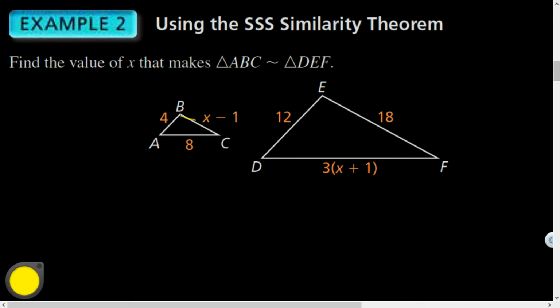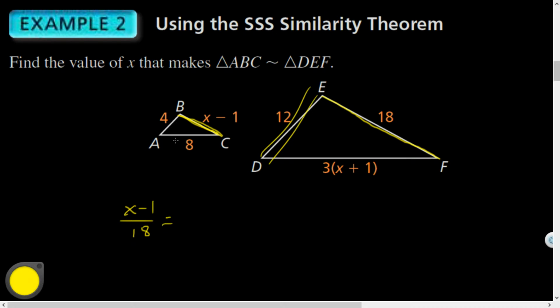So I should compare medium side to who? It looks like these are in matching orientations to one another. So I'm going to say x minus 1 is to 18 as... Now I could say 8 is to 3 parentheses x plus 1, but that looks like that'll get complicated. Will I need to consider that? Actually, wait, could there be multiple solutions? Guys, there could be multiple solutions here for x. All right, this just got interesting.